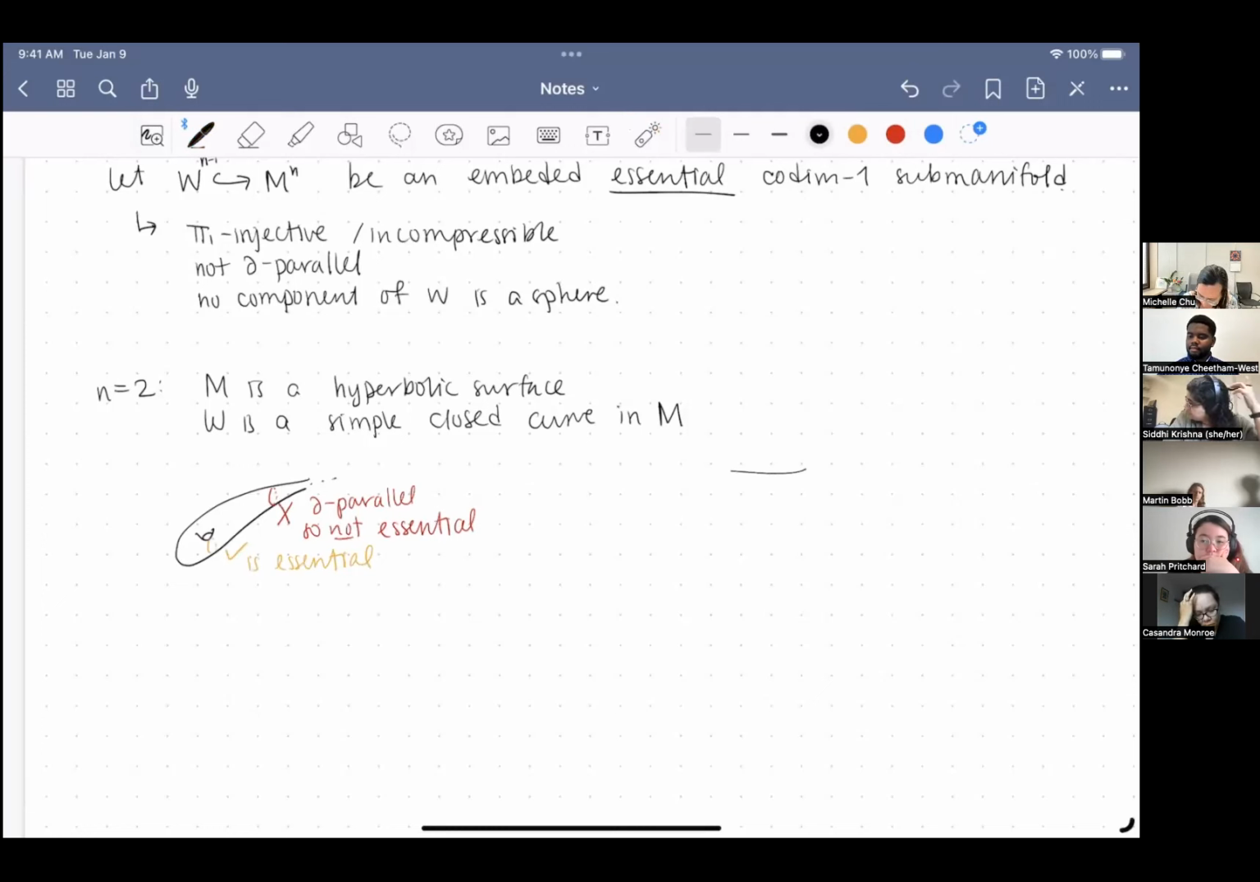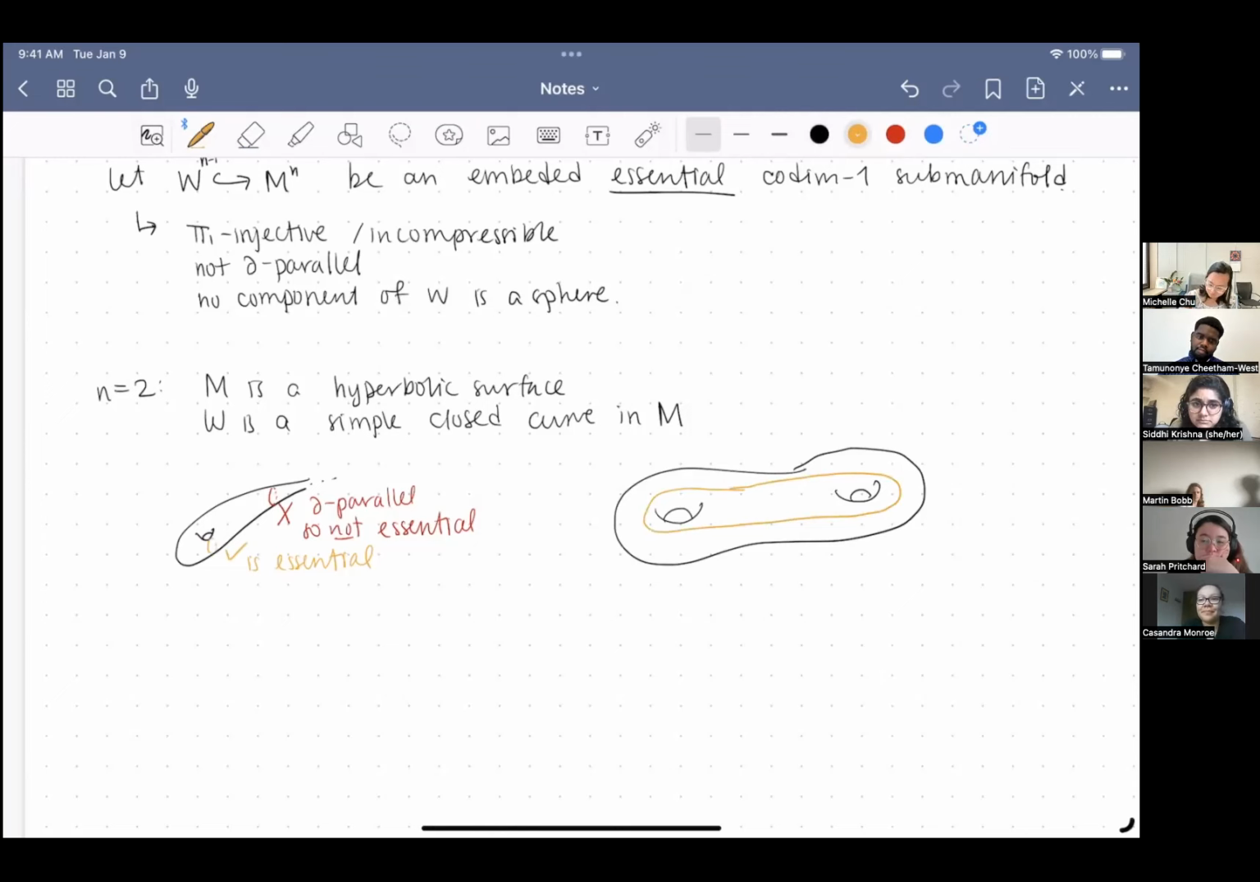Let me draw a different surface. I feel like most often when someone is thinking about drawing a surface, they draw a genus 2 surface. So here it is. So here's an example of a valid embedded essential codimension 1 submanifold. So that's an example that works. And here's a non-example. And this red one doesn't work because it's not embedded.